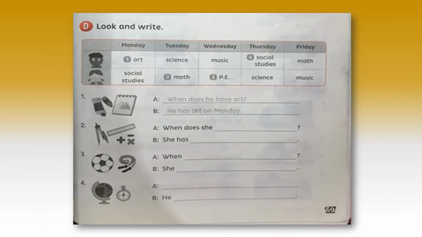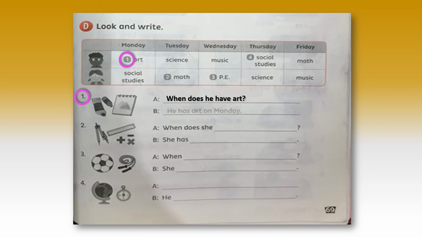Part D, look and write. So here's question number 1. What's the first thing we have to do? Yeah, look for the number 1 in the calendar. Here it is. So what can we see? Well, we know it is a Monday. We can read that the subject is art, and we know that it is the boy who has art on Monday, because there is the boy in the picture. So the question is, when does he have art?